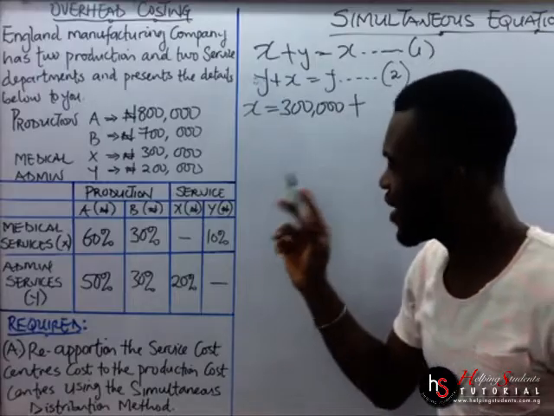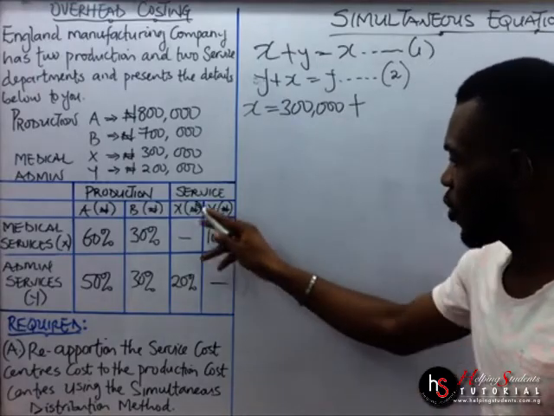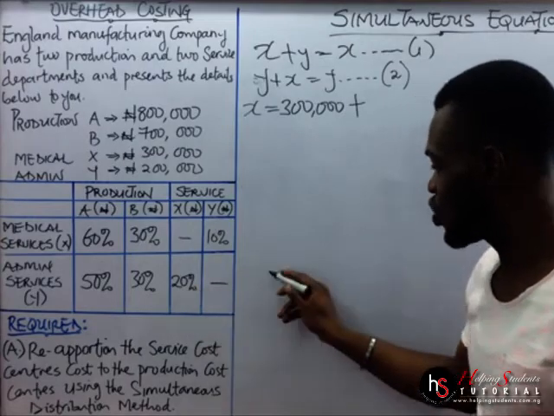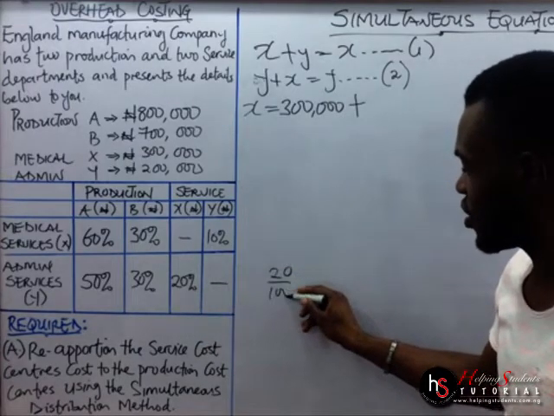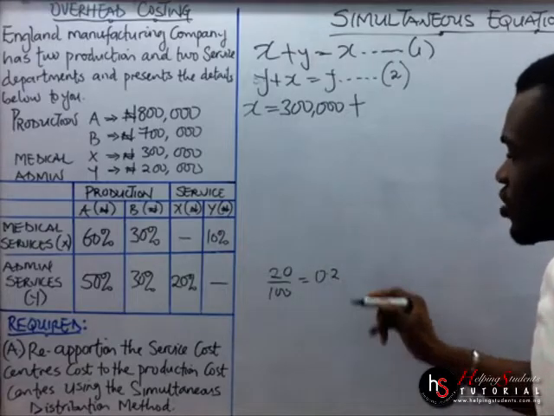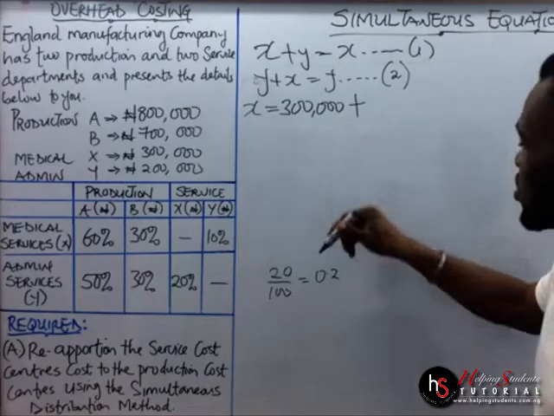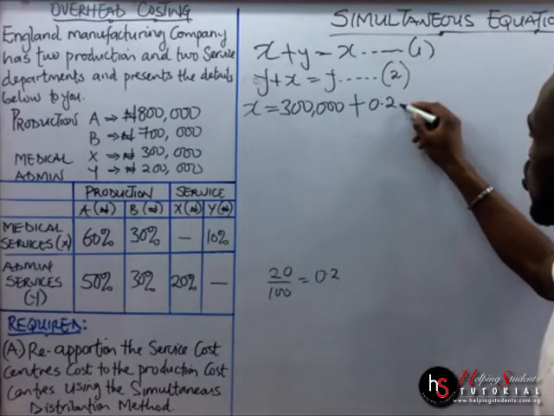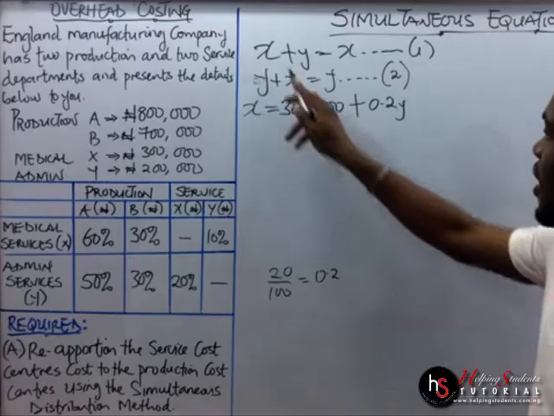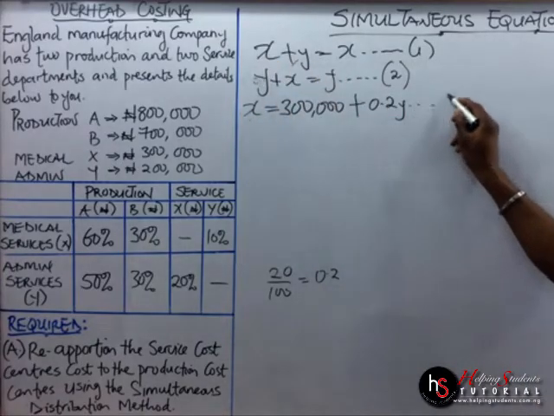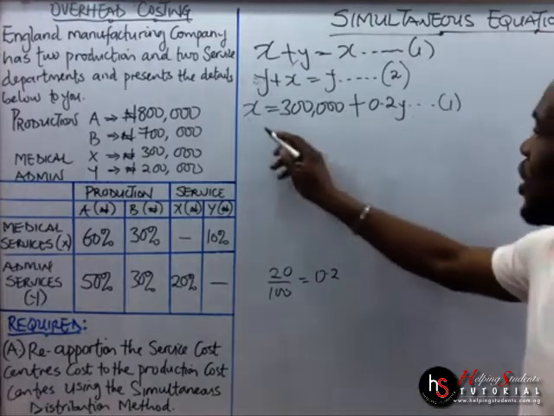Plus, what is x from the service department here? We have x as 20%. And 20% is 20 divided by 100, which is equal to 0.2. So we have 300,000 plus 0.2y. You can see x, y, this is y. So this is equation 1.